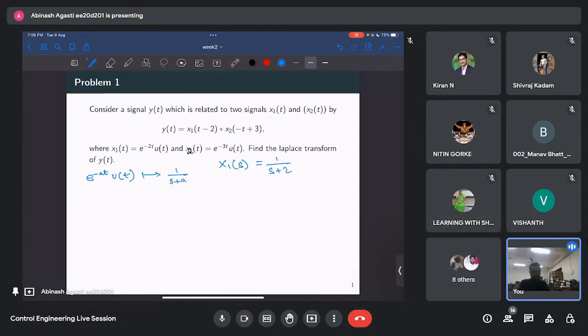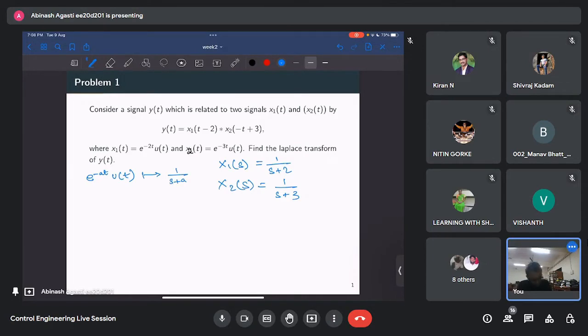Okay, we can resume. Yeah, so what I was saying is we have y of t given in this form, and we want to find the Laplace transform of y of t, that is y of s. So first let us find the Laplace transforms of x1 and x2. x1 and x2 both are given directly in the form e to the power minus at into u of t. So we know its Laplace transform is directly 1 by s plus a. So x1 of s is 1 by s plus 2, x2 of s is 1 by s plus 3.